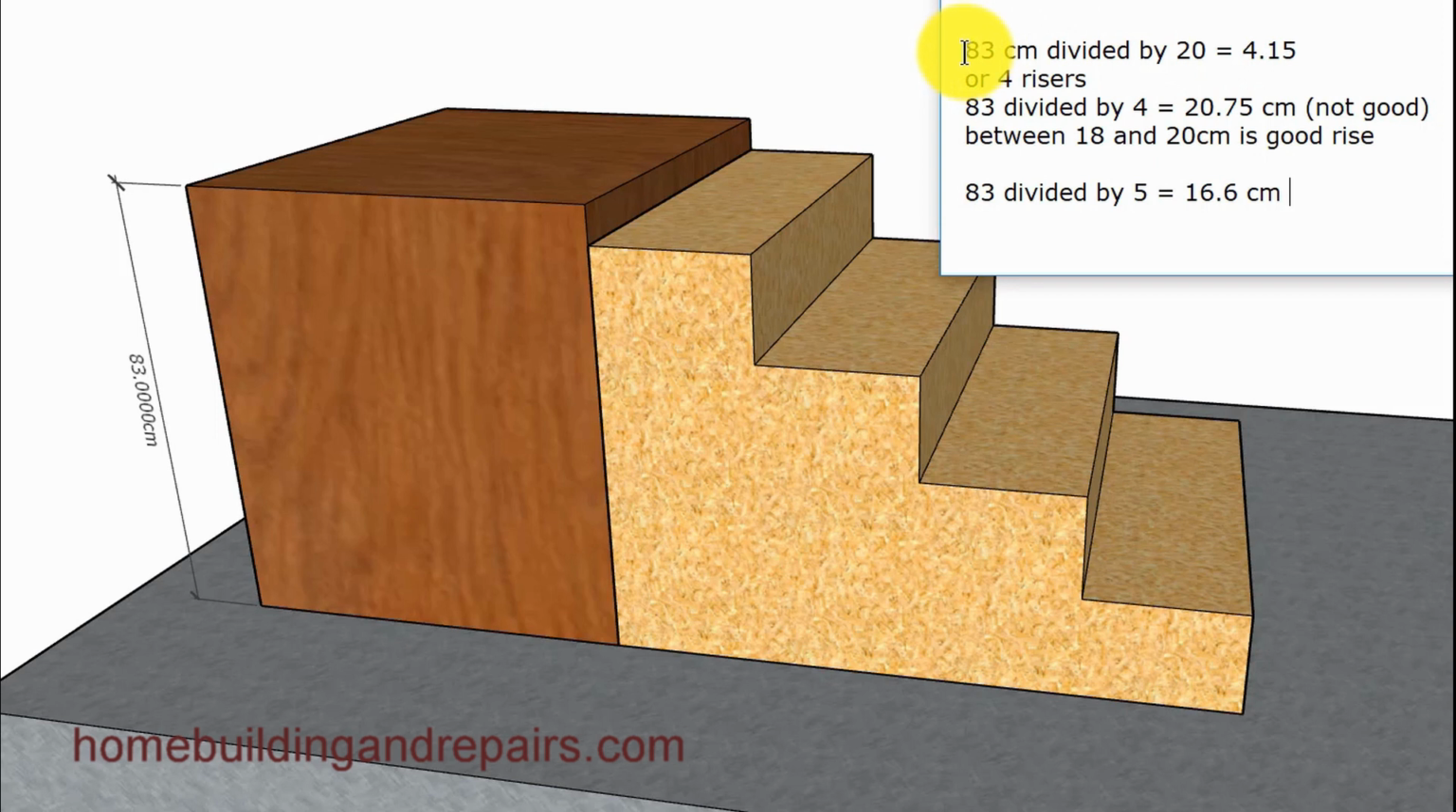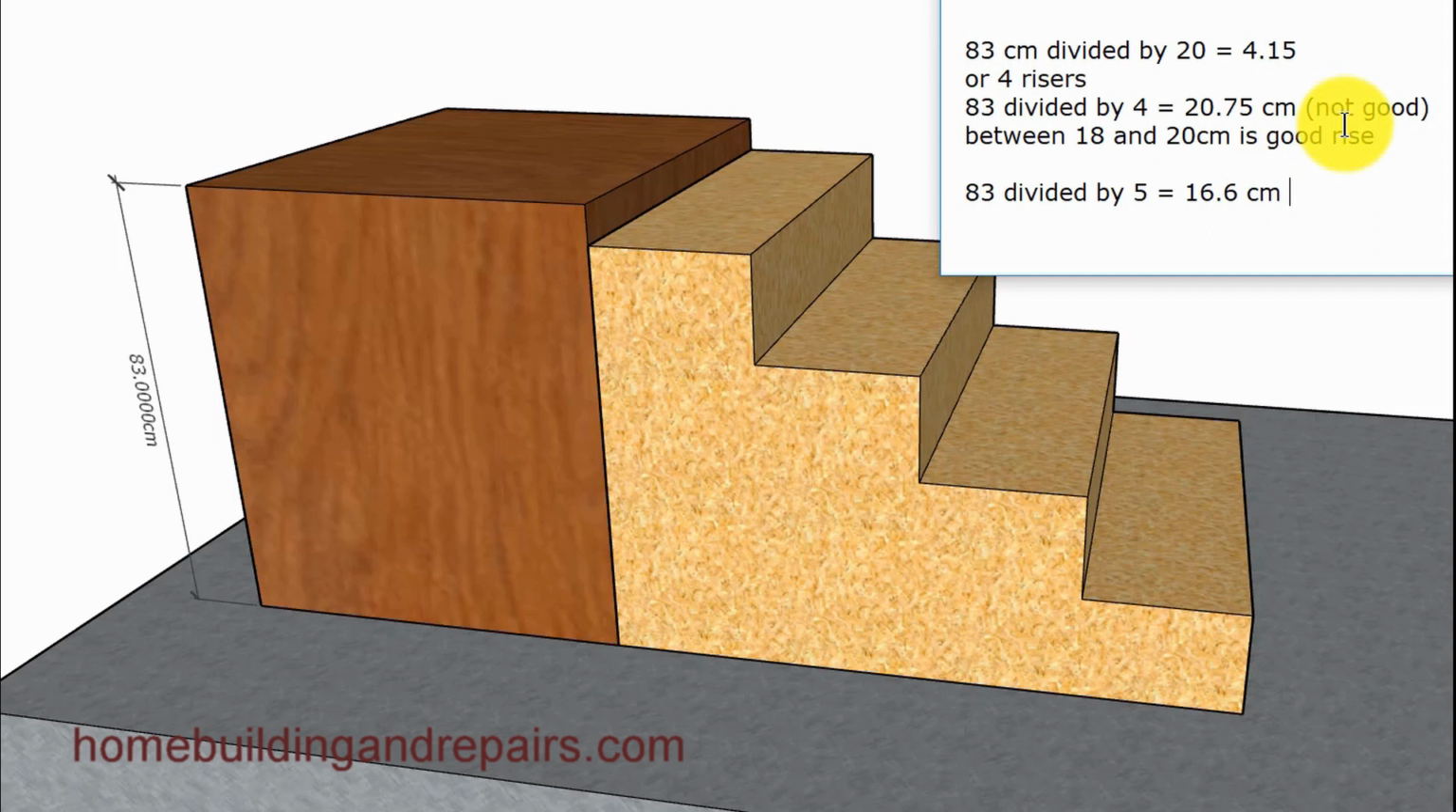So we have the overall height, 83 centimeters, but we don't know how many risers we're going to need. We can just start punching numbers into the calculator, mind you. That's not going to be a problem. But you can use this little formula here: divide the overall height, the total rise, by 20, and this gives us 4.15. And this represents our amount of risers that we could use. So let's just go ahead and try dividing 4 into 83. This gives us 20.75 centimeters, and this is a little too tall.